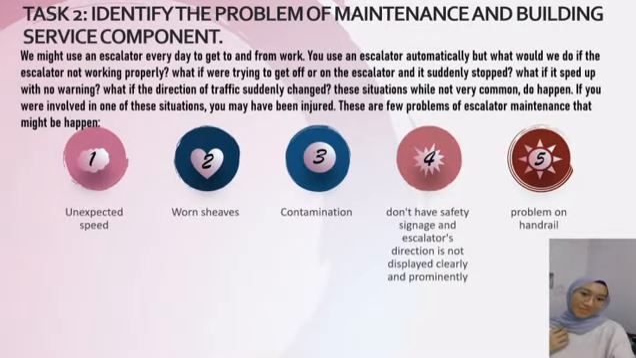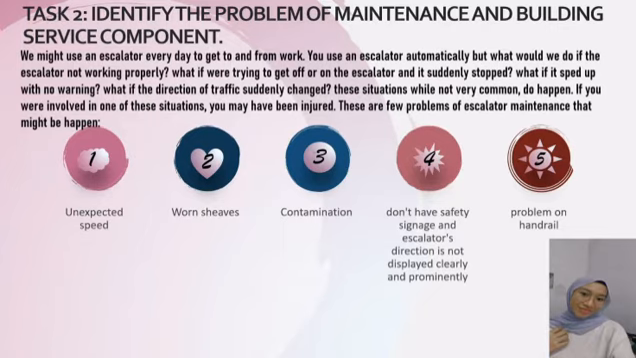I will start our presentation with task 2, identify the problem of maintenance and building service component. We might use an escalator every day to get to and from work. You use an escalator automatically, but what will we do if the escalator is not working properly? What if we're trying to get off or on the escalator and it suddenly stops? What if it speeds up with no warning? What if the direction of traffic suddenly changes? This situation, while not very common, does happen. If you were involved in one of these situations, you may have been injured.